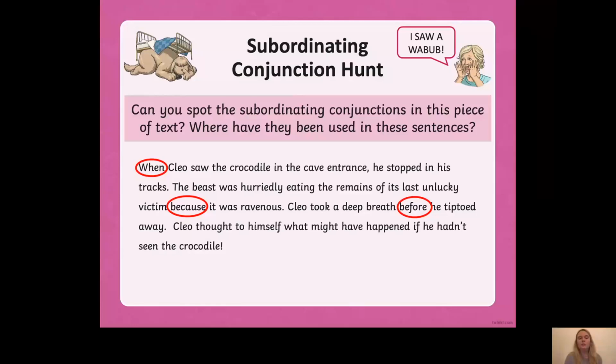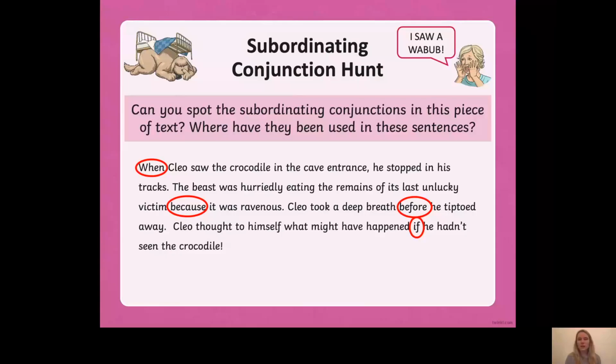Okay, let's look at the next one. Cleo thought to himself, what might have happened if he hadn't seen the crocodile? Oh, well, look, we have the subordinating conjunctions when, because, if. We've got if there. So there's our subordinating conjunction in our last sentence. Well done if you spotted those.